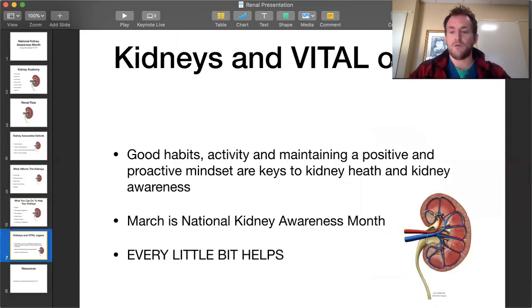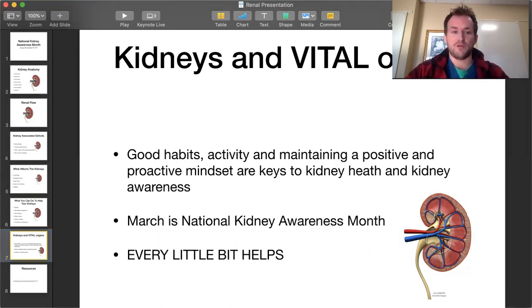Kidneys and the vital organs. The reason I put this particular slide is that it can say two things. It can say kidneys and vital organs, or kidneys are vital organs, because the kidneys functioning properly are essential to the rest of your body functioning properly. That's the kidneys and vital organs part. But the kidneys are vital organs part is that if the kidneys are affected, they can cause damage, and you could even die. I mean, in the long term, you could even die.